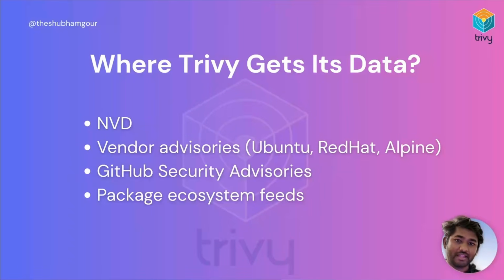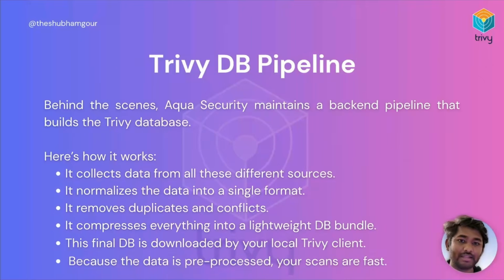Now, we covered the main core concept of this video, that is the architecture of Trivy. Now, the question is where Trivy gets the data from. First, the National Vulnerability Database. Second, vendor advisories, that is Ubuntu, Red Hat, Alpine. Third, GitHub advisories. And fourth is package ecosystem feeds: NPM, PIP, Ruby, Go. All these provide the data.